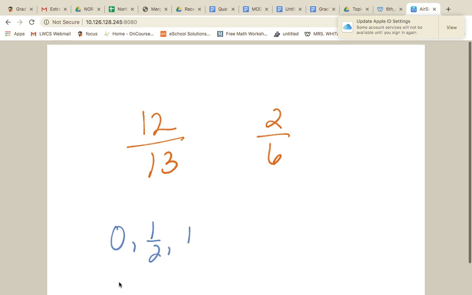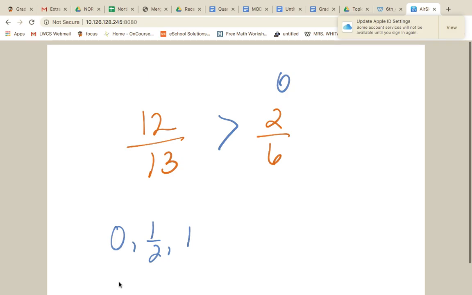So if I'm comparing two things, for example, if I have 12/13 and I'm comparing that to 2/6, you can do a couple of things. You can do the benchmark fraction strategy where you look at the numbers and say, is it closer to 0, 1/2, or 1 whole? 12 over 13 is closer to 1 whole because the numbers are very close together. 2 over 6 is close to 0 because the numbers are very far apart. So I know 1 is greater than 0. That is one strategy you could do.